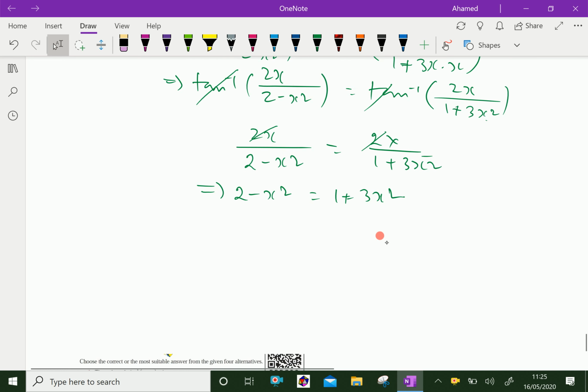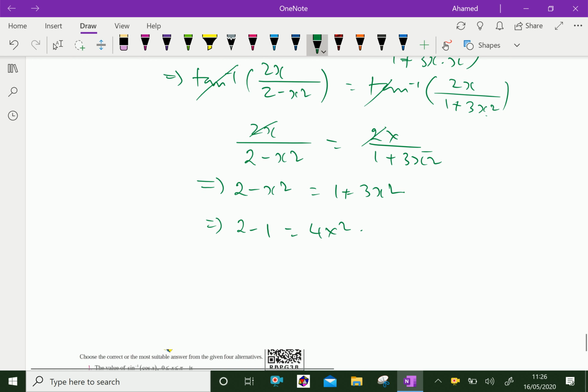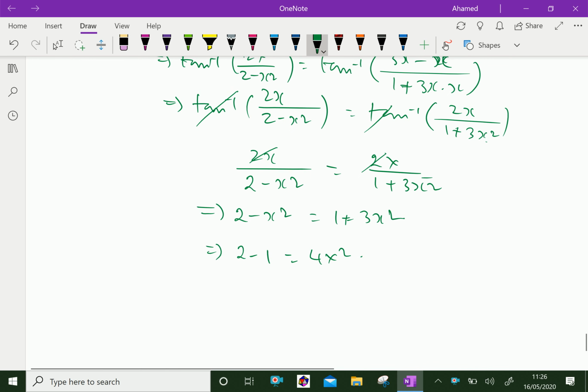Collecting x square on one side, other number on the other side, that is 2 minus 1 equal to 3x square plus x square, that is 4x square. Therefore, 4x square equal to 1, then x square equal to 1 by 4.